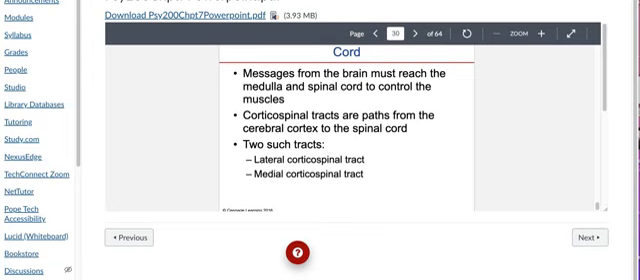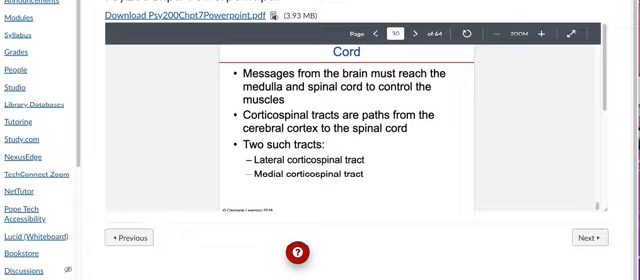The most famous pathways are the corticospinal tracts. They are fibers that run from the cerebral cortex down into the spinal cord. There are two main divisions. The lateral corticospinal tract originates mostly in the primary motor cortex, crosses over at the pyramids of the medulla, and controls fine, precise movements of the hands, fingers, and toes. Examples are writing, playing a piano, threading a needle.